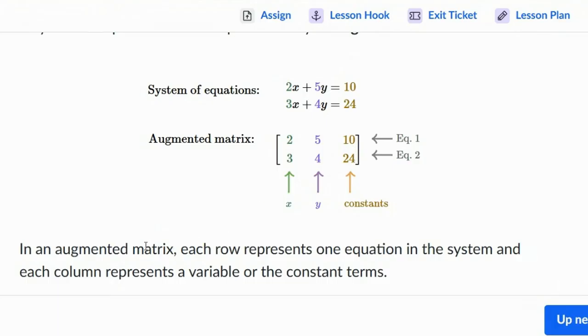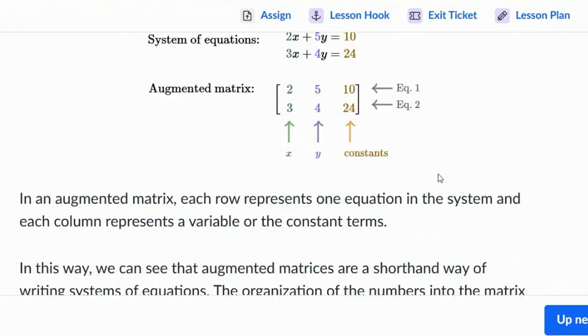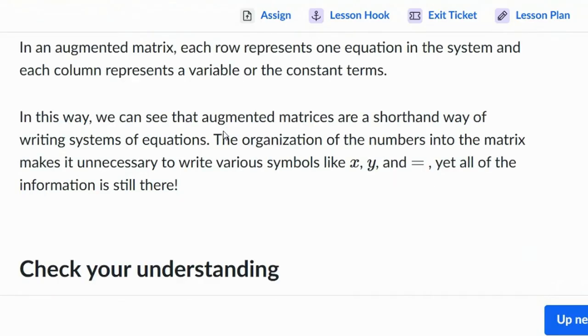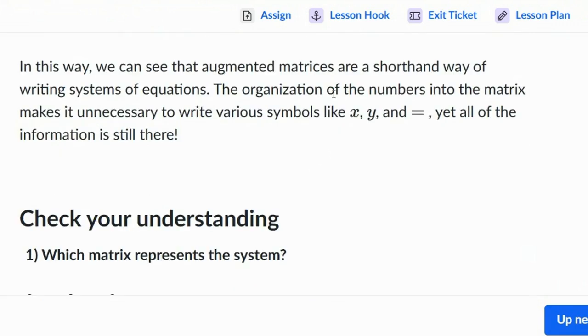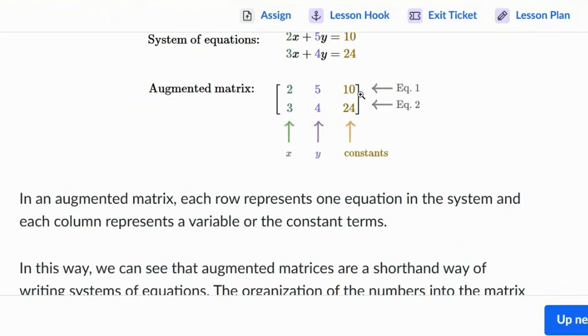So in an augmented matrix, each row represents one equation in the system. First row, second row, first equation, second equation. And each column represents a variable or the constant terms. So in this way, we can see that augmented matrices are a shorthand way of writing systems of equations. It's kind of like a shortcut. This is quicker to write than this is. The organization of numbers in the matrix makes it unnecessary to write the x and the y and all that stuff, but it's still there. If we understand this, we can read this: 2x plus 5y equals 10.